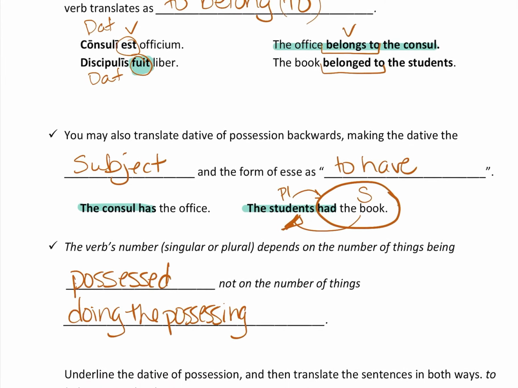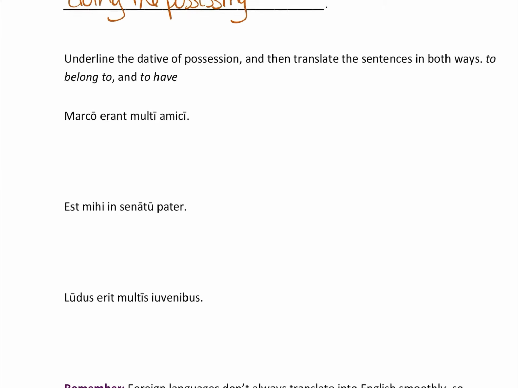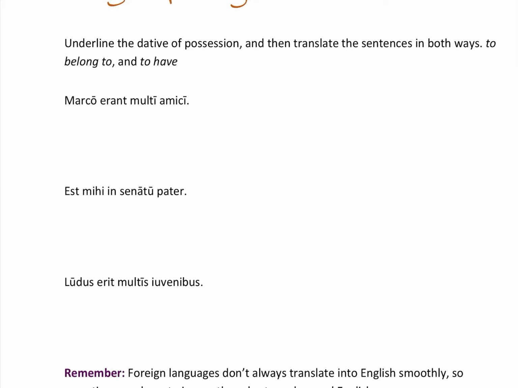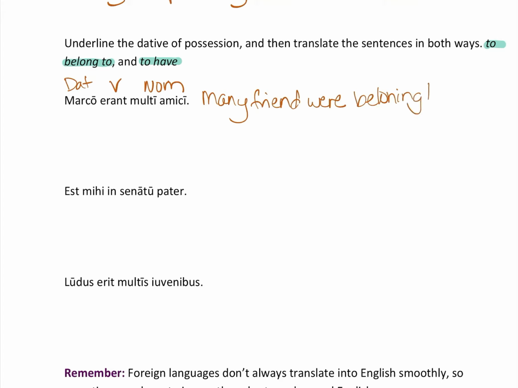All right, so let's look at this. We're going to underline the dative of possession, and then we're going to translate the sentences in both ways. One choice is to belong to, and another choice is to have. All right, Marco erant multi amici. Let's do it first as belong to. Here's our nominative. It's a little backwards, isn't it? Here's our verb and here's our dative. So, many friends were belonging to, and then here's our dative, Marcus.